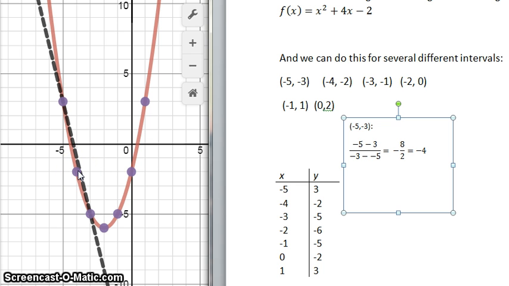And that's what we're doing. Average rate of change is the same as the slope between these 2 points. And these 2 points are found by a function. In this case, the function of x is x squared plus 4x minus 2. Okay, let's look at the other intervals, the second interval.